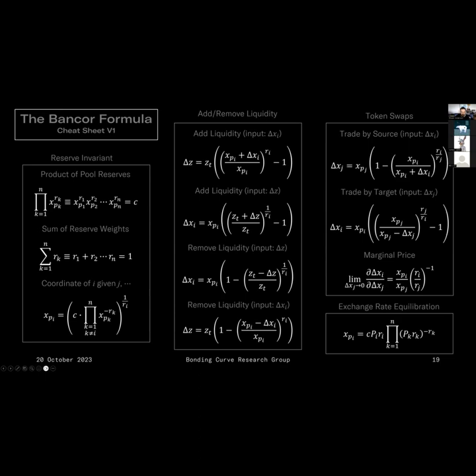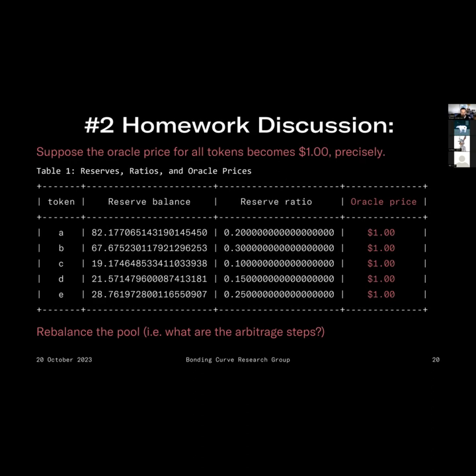Okay, in that vein, let's have a look at this homework assignment. I presented a situation where we create a liquidity pool under a certain state, and then we allow the Oracle prices to change. I showed you that it's possible to create a series of swaps that will bring the entire portfolio into agreement with whatever that Oracle price is. The question was then, if we allow the Oracle price to change a second time, which here I've let everything equal a dollar, how can we rebalance it again?